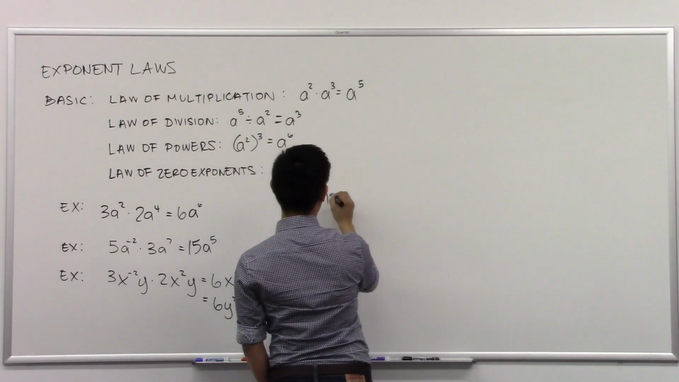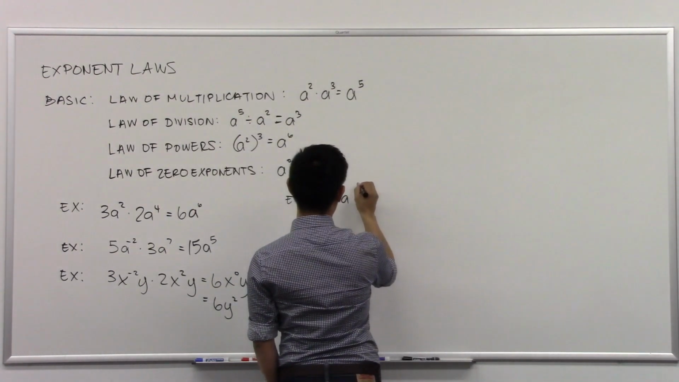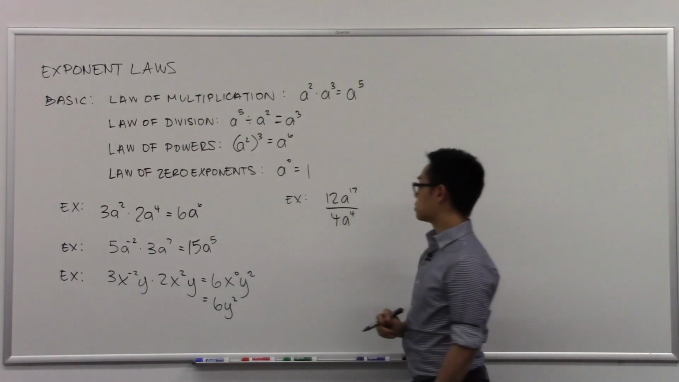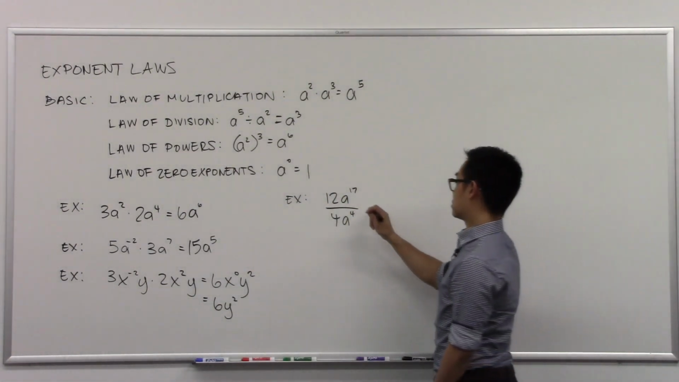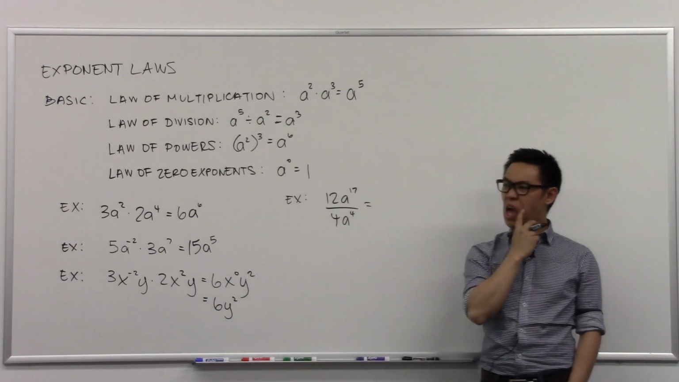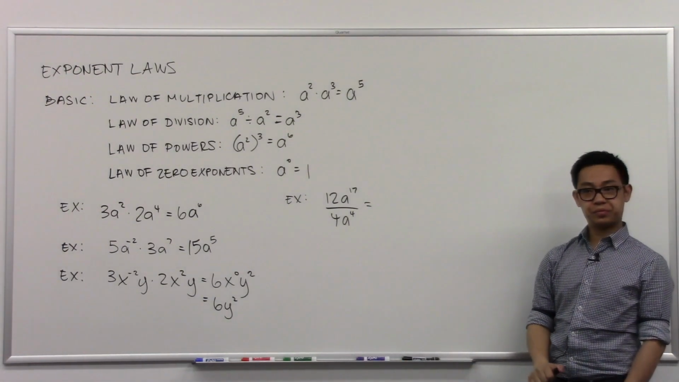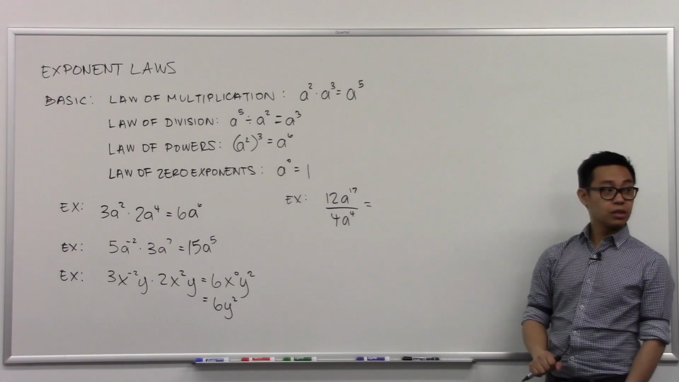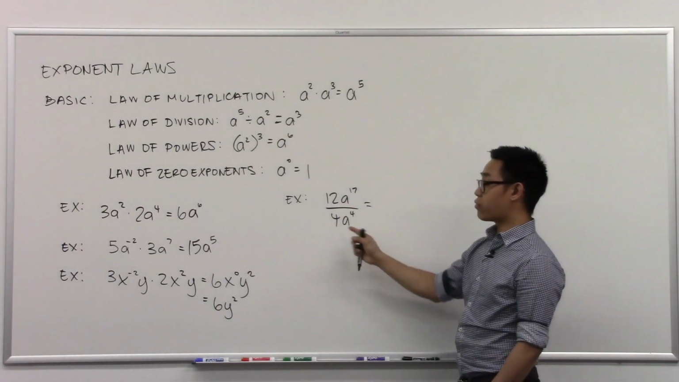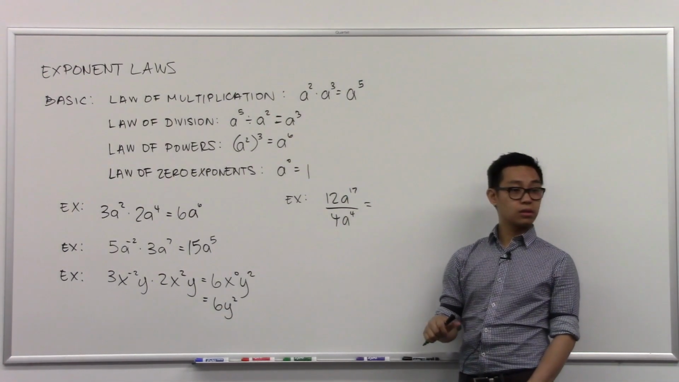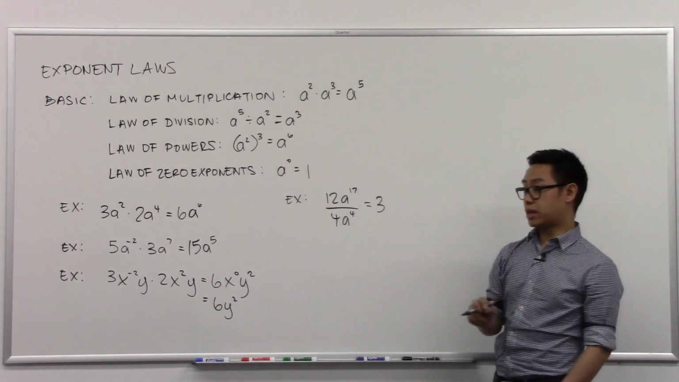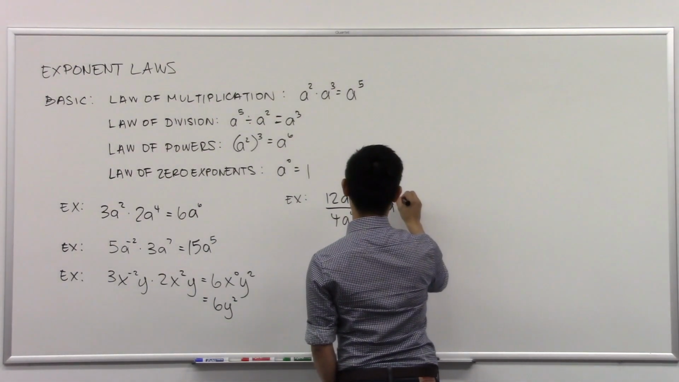What if you have 12a to the 17 divided by 4a to the 4? So you work with the coefficients on their own. 12 over 4 is 3, good. And a to the 17 over a to the 4 is? Yeah, very good. So a to the 13.